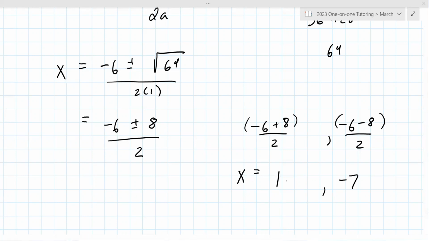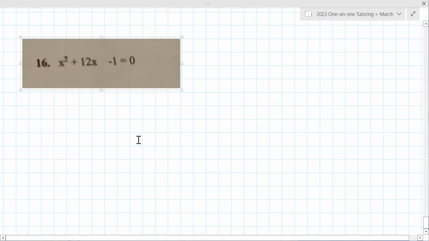Okay, let's look at number 16. Is this about how long your test would be? Like 16 questions like this, 2 or 3 pages? Sometimes it's more like 20 questions. Ooh, wow, brutal.